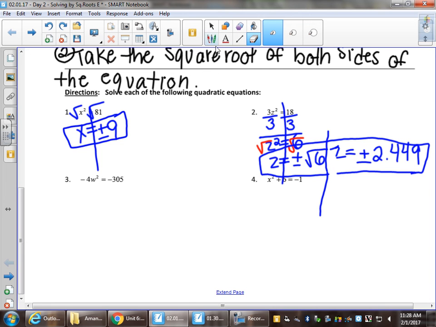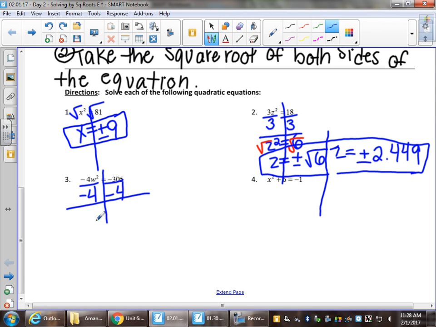Okay. Let's do the next one. Negative 4w squared equals negative 305. Great. So what am I going to do? Divide both sides by negative 4, and we get what? W squared equals, everyone do negative 305 divided by negative 4. Just tell me what you get.